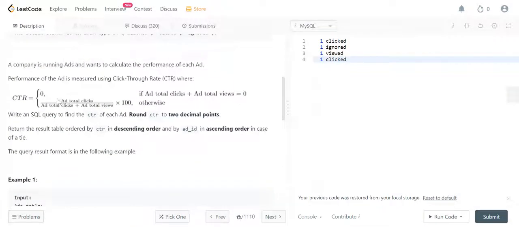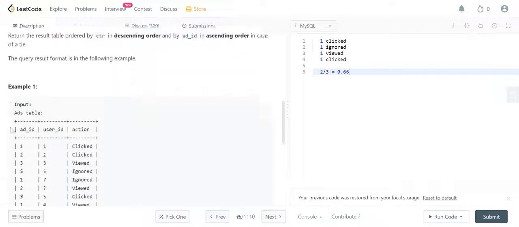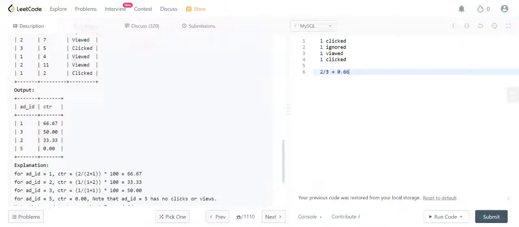So as per the formula, first we have to find the ad's total clicks. How many clicks were there? One and two, right? So the output will be 2, and we have to divide it by the total clicks plus views. Total clicks and views, how many are there? 2 and 1, right? So 2 by 3. That would be around 0.66, and you can multiply it by 100. You will get around 66.67 percent. So this is how we have to calculate this.